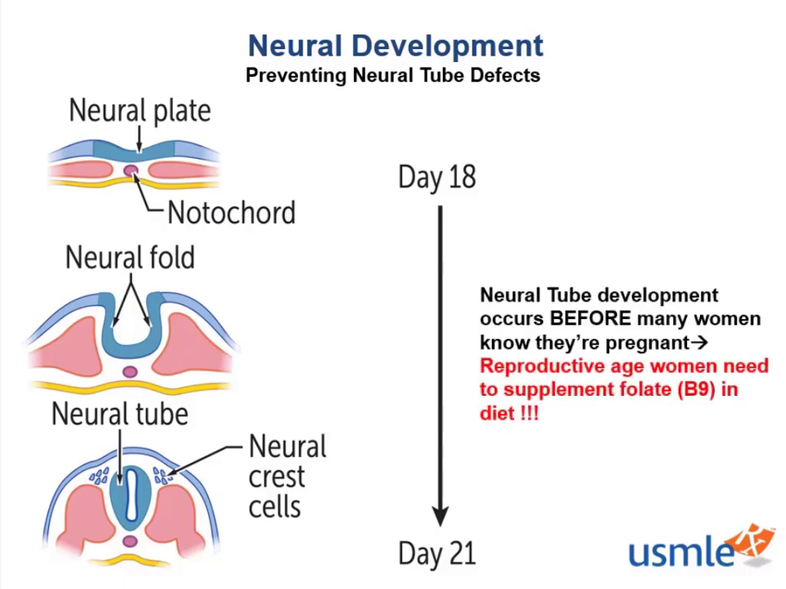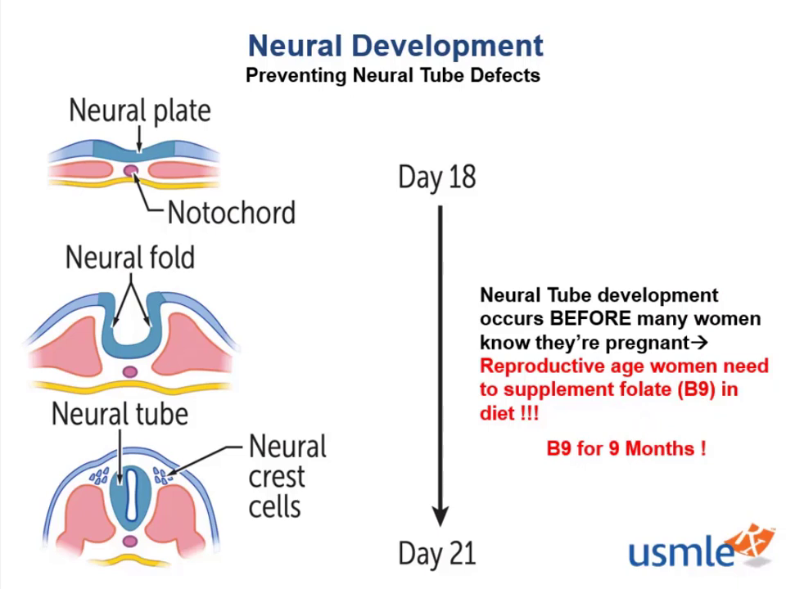Therefore, neural tube development occurs before many women know they're pregnant. Therefore, it is highly recommended that all reproductive age women supplement folate in their diet. Supplementation must occur before a woman is pregnant or very early in pregnancy to significantly reduce the chance of neural tube defects developing, because this process, as you can see, can be completed by the 3rd or 4th week of gestation. A mnemonic used to remember this is vitamin B9 for 9 months of pregnancy, as vitamin B9 is folate.